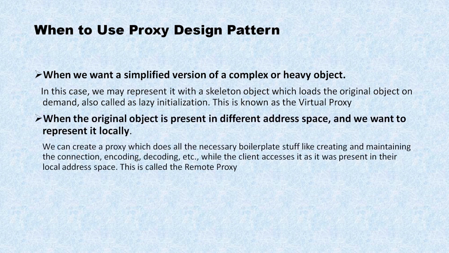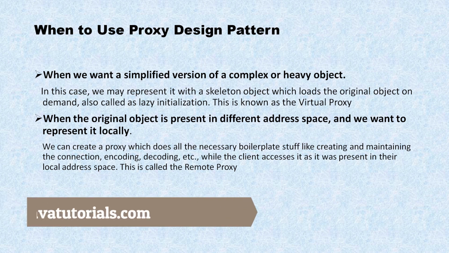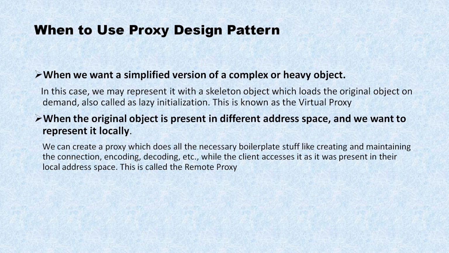Second point, when the original object is present in a different address space and we want to represent it locally. We can create a proxy which does all the necessary boilerplate stuff like creating and maintaining the connection, encoding, decoding, etc., while the client accesses it as if it were present in its local address space. This is called a remote proxy, and that's how you might have worked on RMI or EJB, right? RMI and EJB basically create a lot of proxy objects, so they are built on top of this concept only.